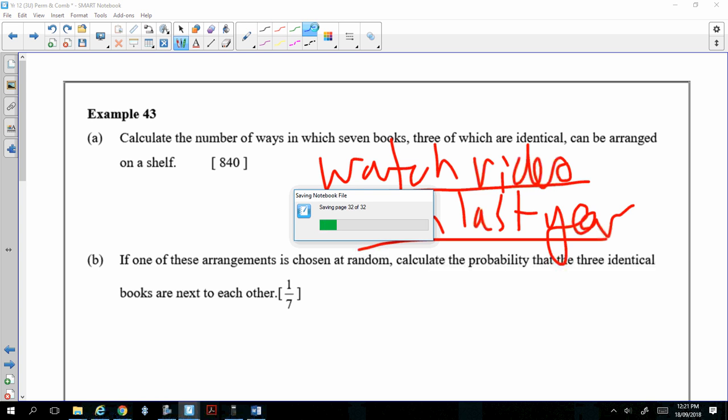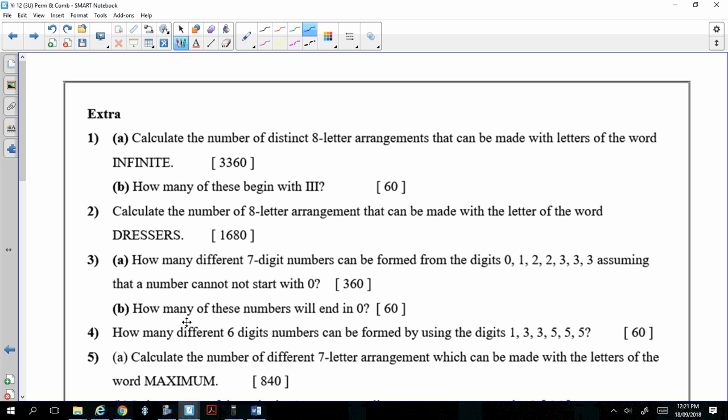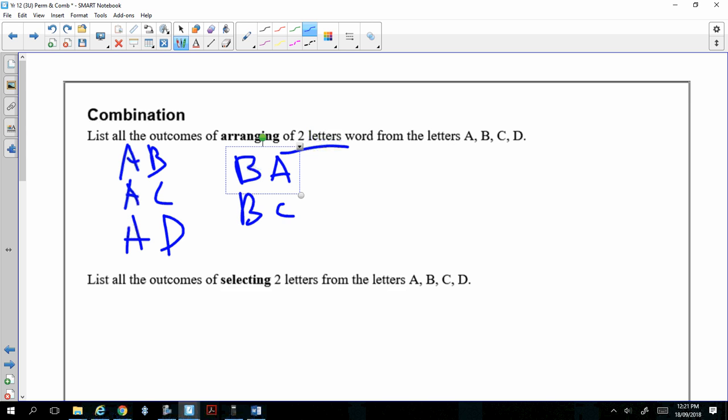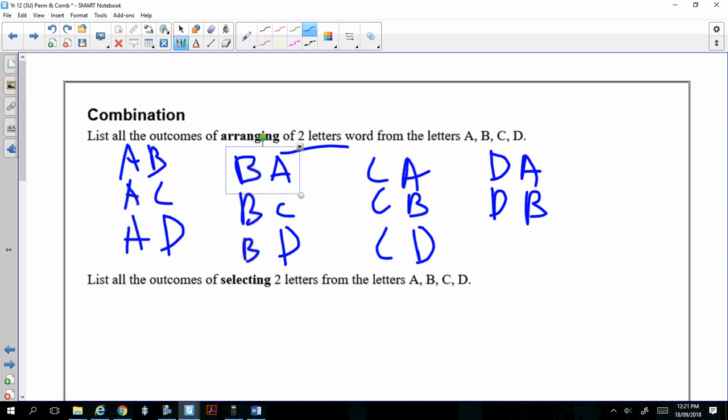Combination. What are combinations? Again, we start with a brief intro. So when we arrange 2 letters, we got AB, AC, AD, and then you can go BA, BC, BD, and CA, CB, CD, and finally DA, DB, and DC. Okay? So clearly there are exactly 4 times 3 ways, isn't it? Or just simply 4P2. 12 ways.